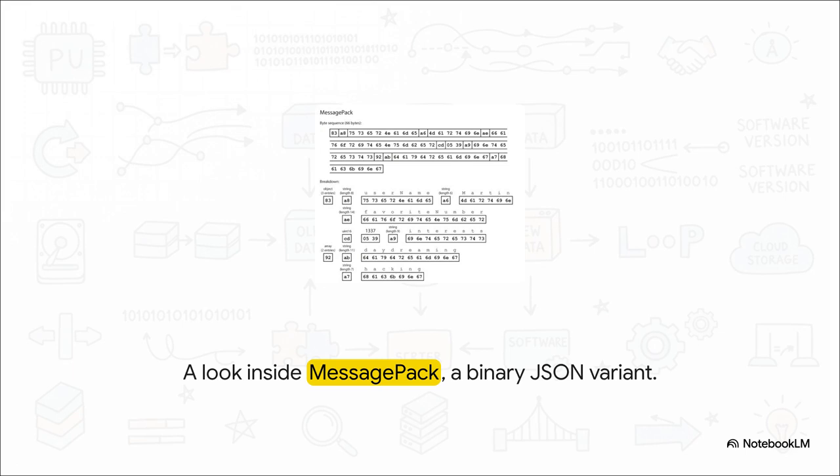MessagePack is basically a binary version of JSON. And yeah, it shrinks our record down to 66 bytes. That's better, but it's not exactly a game changer. And why is that? Well, because it still has to spell out the full field names, username, favorite number, right there in the data itself.